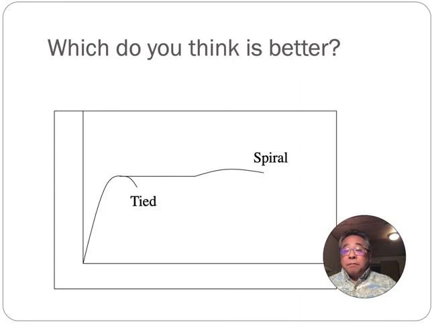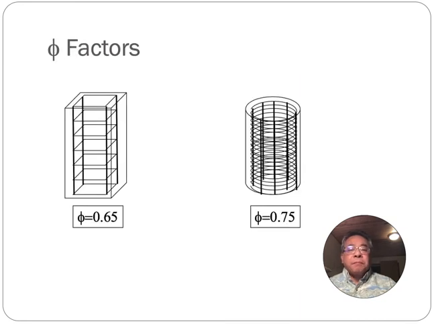And this is reflected in the strength reduction factors, or the phi factors. The phi factor for a tied column is 0.65, and the phi factor for a spiral column is 0.75. And if you compare that to flexure, it was 0.9. If you remember, we talked about the phi factor for beams, and way back then I said just keep the strain to this level and you can always use 0.9.